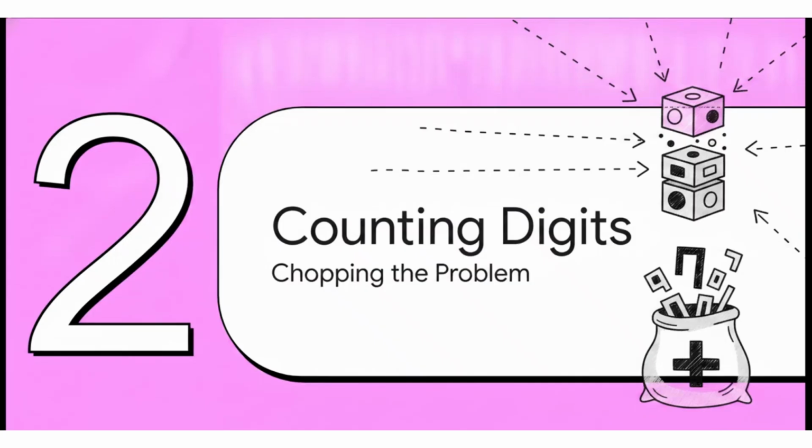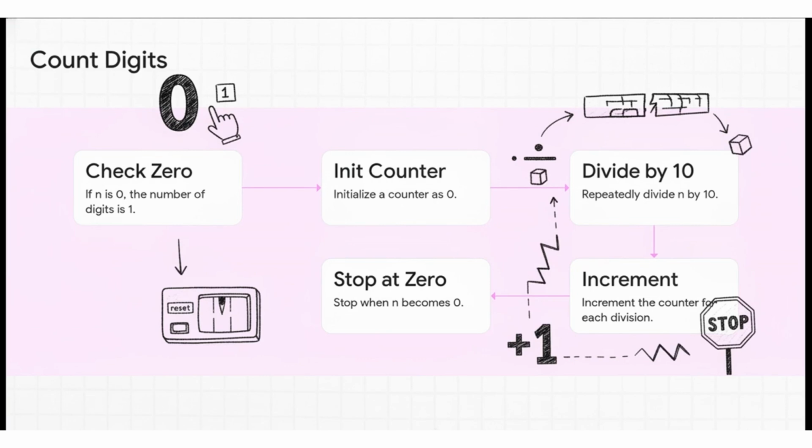Moving on to part 2, algorithm 1, counting digits. Let's see how we can chop away at the problem. If our goal is simply to count how many digits are inside a number, our approach is pretty straightforward. First, we handle a quick edge case. If our number n is exactly 0, well, the number of digits is just 1, easy. For everything else, we set a counter to 0 simply because we haven't started deconstructing yet. Then we kick off a continuous loop that repeatedly divides n by 10. With every single division, a digit falls off and we bump our counter up by 1. We just keep doing this until n hits 0, which means there's literally nothing left to peel away.